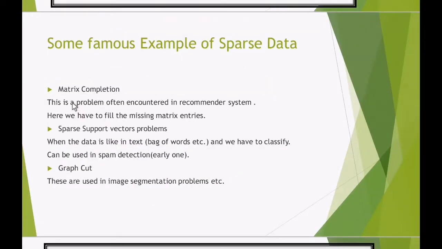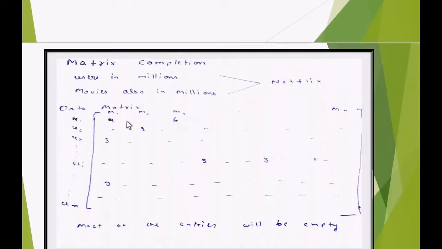Now you may ask, what if our data is not sparse? What if every problem we see does not have sparse data? So I will present you 2 or 3 examples which are famous and have very sparse data. The first one is matrix completion problems. We all know Netflix. Now Netflix has users in millions, and movies are also in, let's say, millions. So imagine a data matrix where each row is a user and each column is movie 1, movie 2, movie 3 up to movie n.